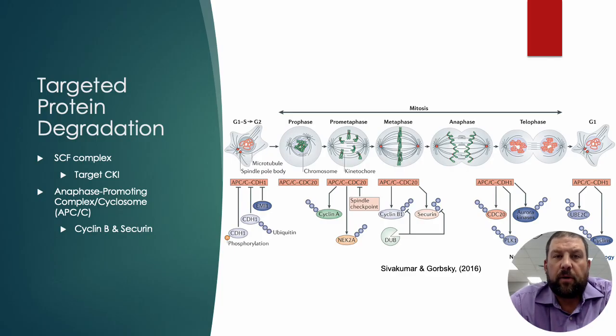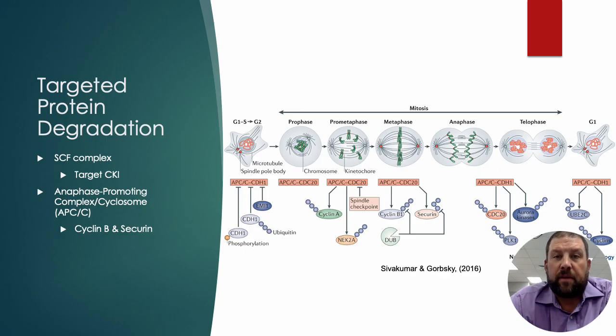We've talked about checkpoints and cyclins, but another important part of cell cycle control is how the cell destroys proteins at just the right time. This process is handled by large protein machines called ubiquitin ligases, which tag specific proteins for destruction. Two of the most important are the SCF complex and the anaphase promoting complex or cyclosome, or APC/C.